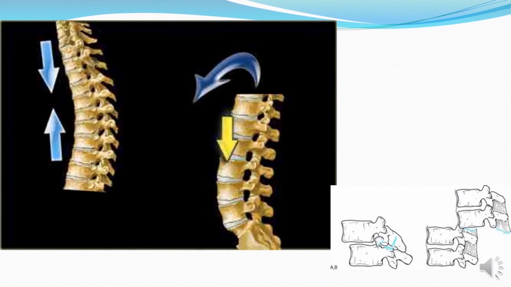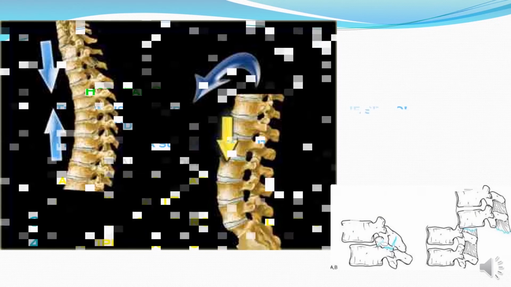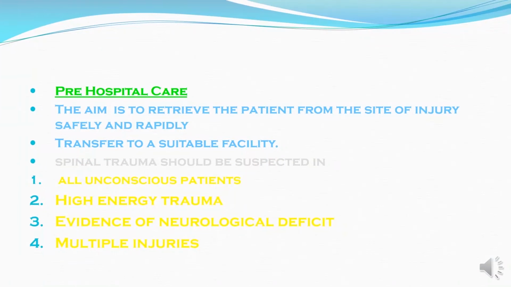This is an example of the compression force, and this is an example of the rotation. Okay, management of a patient with fractured spine. The aim is to retrieve the patient from the site of injury safely and rapidly, and transfer to a suitable facility. They may be transferred wrongly, so they may deteriorate because of improper immobilization.